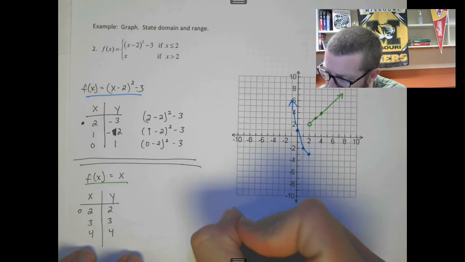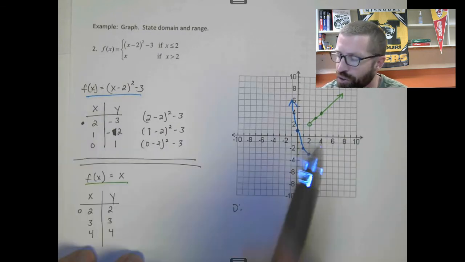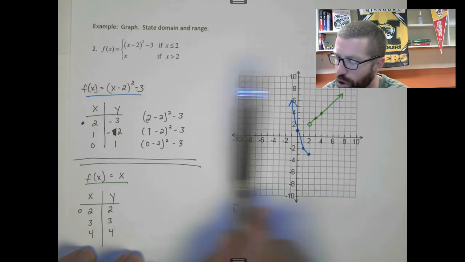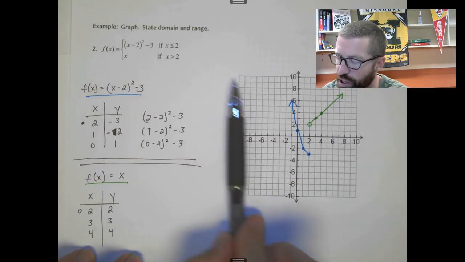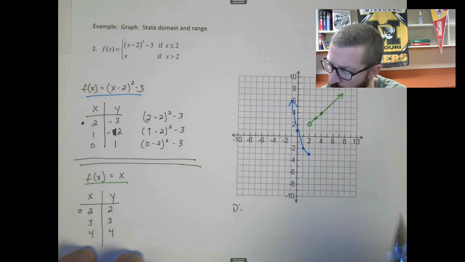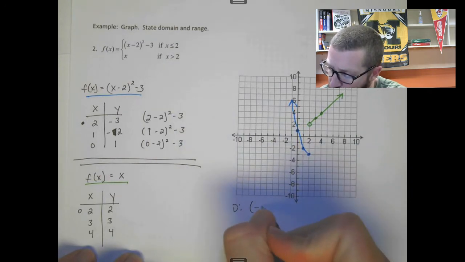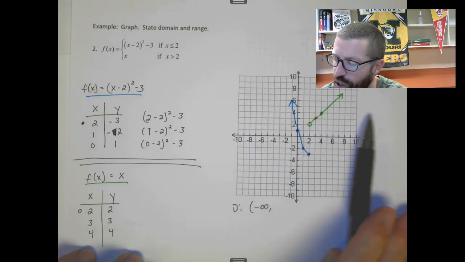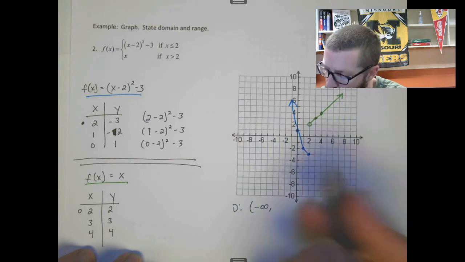Okay, and then domain. Domain, we're going to go left to right. So go left and then all the way right and look at all the possible values. So the smallest value is negative infinity, because this will just go forever. So it's going to go from negative infinity, and then it's going to continue to go all the x values, and this will go forever to the right to infinity.